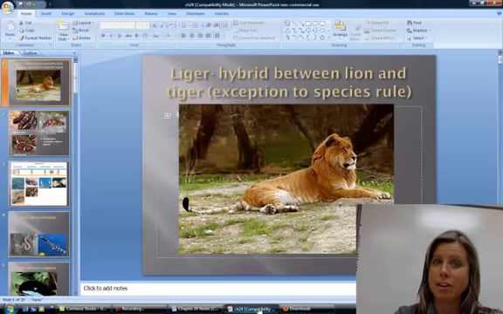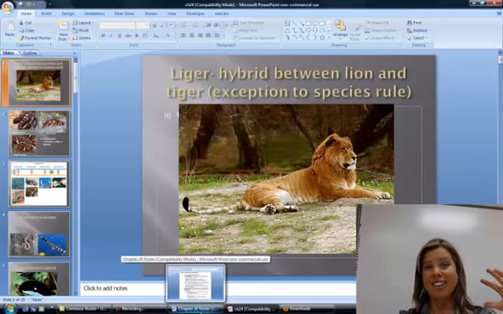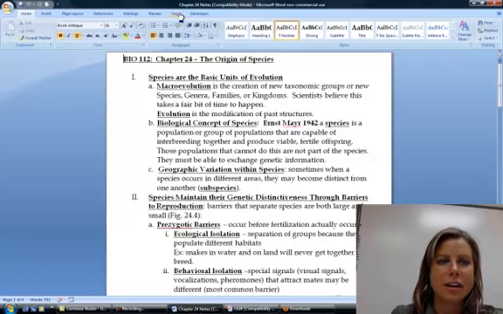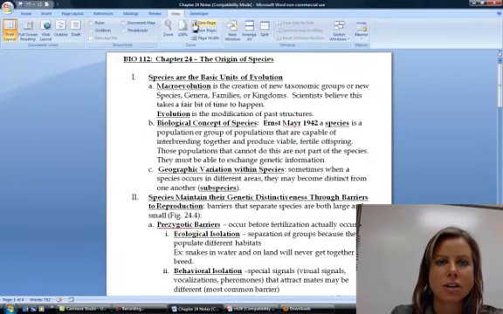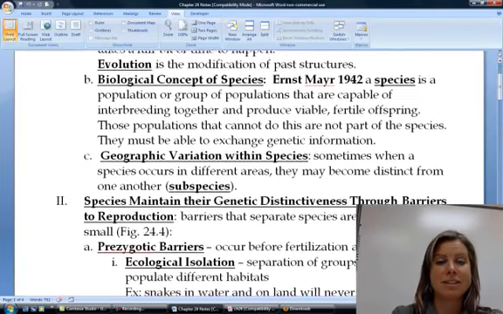For example, the liger, right? So the liger is where they've gotten a lion and a tiger together and got them to mate, but those offspring are usually sterile or something happens to them that prevents that. And I am going to zoom this in so you can actually see this better. Okay, so that's what a species is.